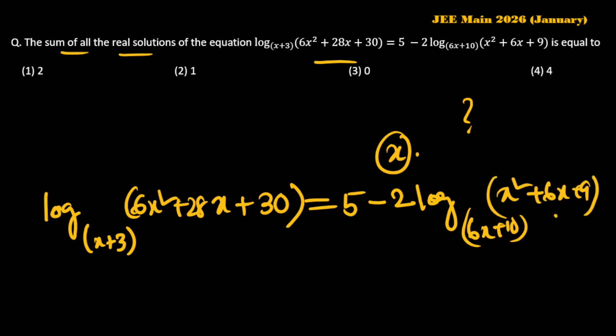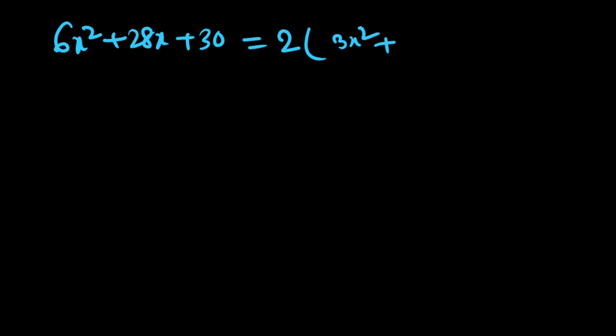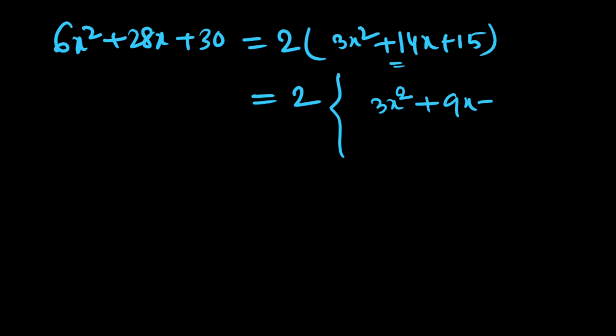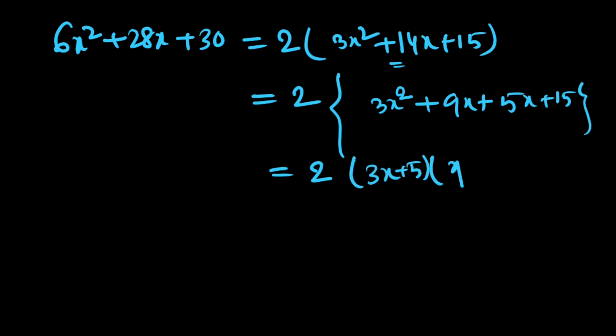First we simplify both arguments of the logarithm. The first one is 6x² + 28x + 30. Here 2 is common, so the remaining term is 3x² + 14x + 15. Now we use the concept of the middle term: 3x² + 9x + 5x + 15. If we break this, we get (3x + 5)(x + 3).